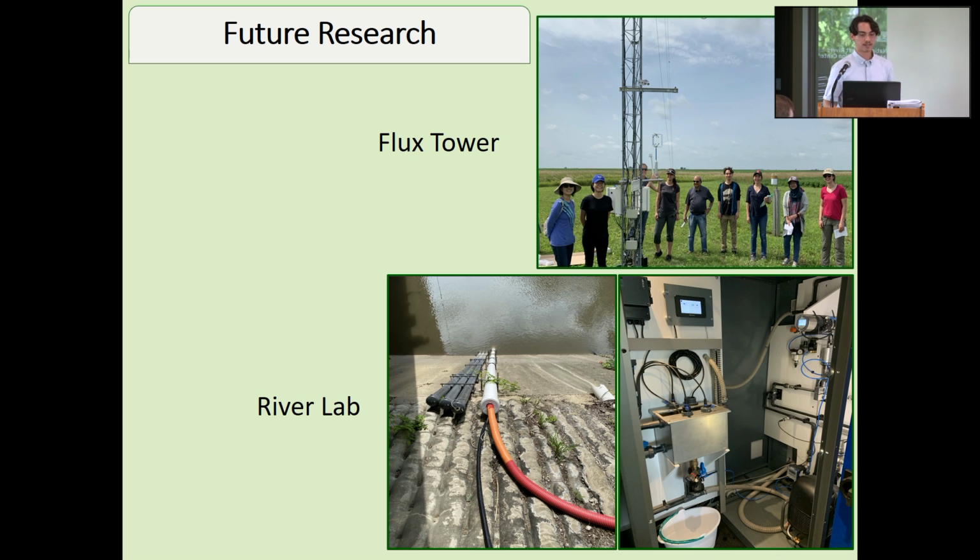Future research is going to be conducted on a flux tower and a river lab. The flux tower measures those environmental processes that are affected by the vegetation cover. And the river lab studies the composition of the river. The first picture on the bottom shows what takes the samples from the upper Sangamon River, and the second picture is the actual river lab that is able to measure the composition and the solutes within those samples of water in the river.